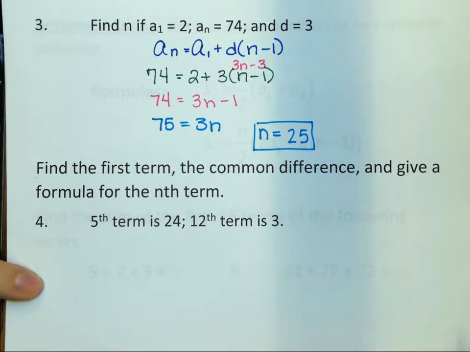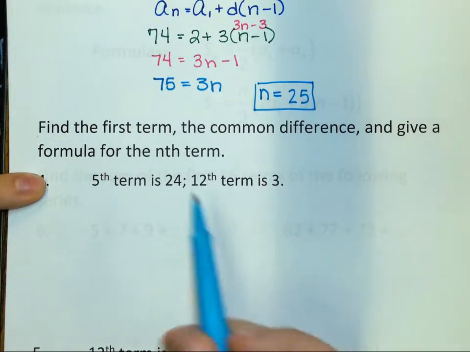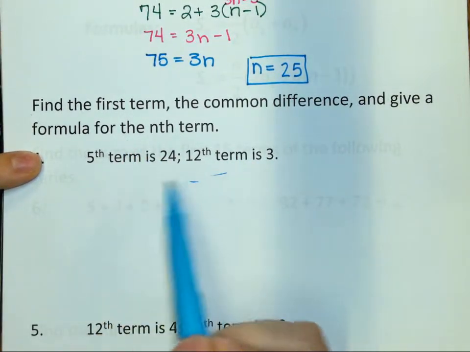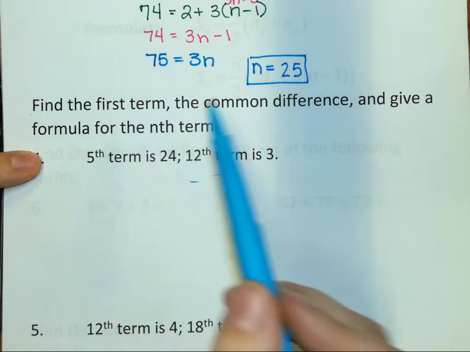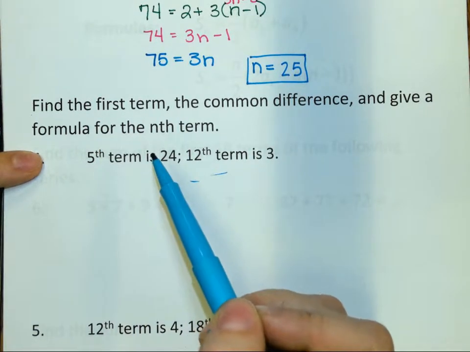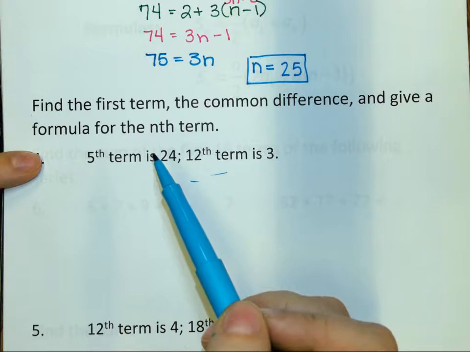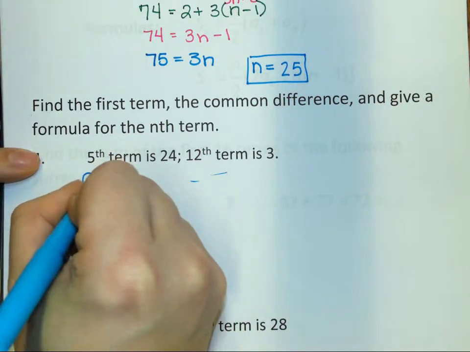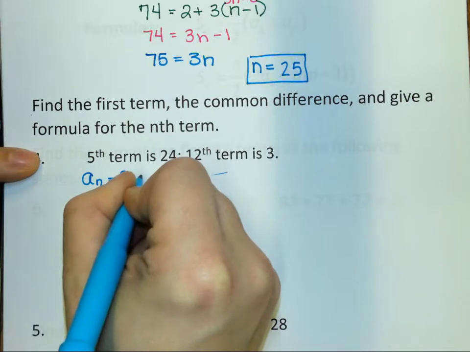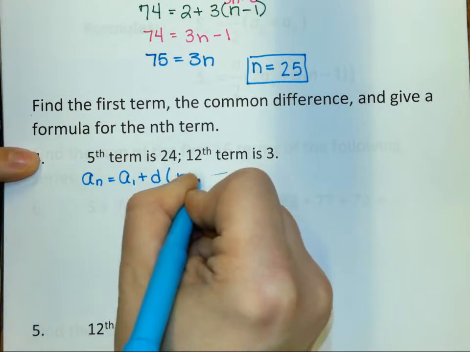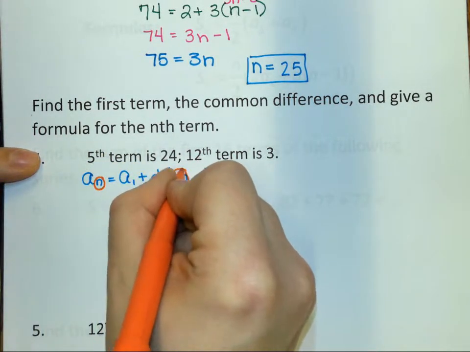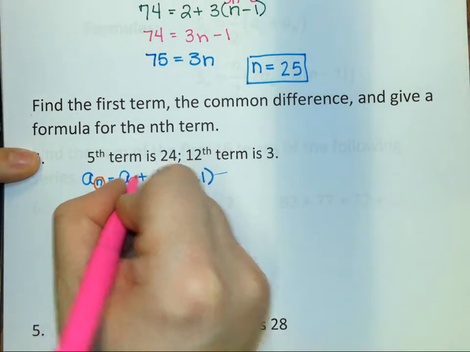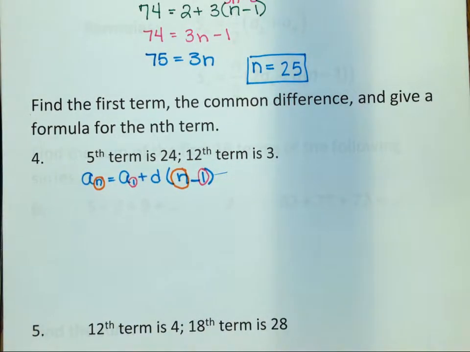Now, the great thing with this equation, it does everything for me. Because even though I'm given much different information here, I can still use that same exact equation. It says we're looking for the first term, the common difference, and the formula for the nth term. I'm still going to be using that. A sub n is a sub 1 plus d times n minus 1. But again, I want you to remember, this and this match, this and this match. So if you're not given the first term, it's okay.